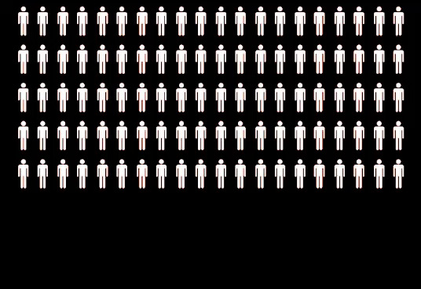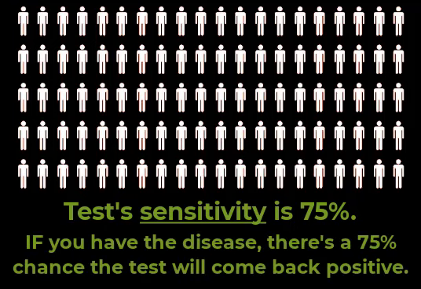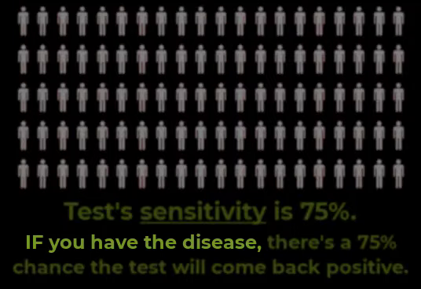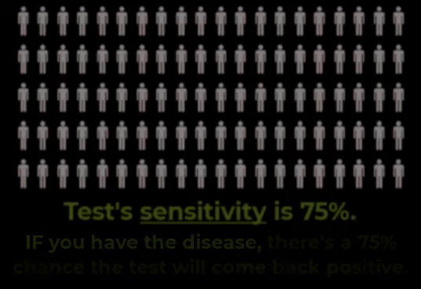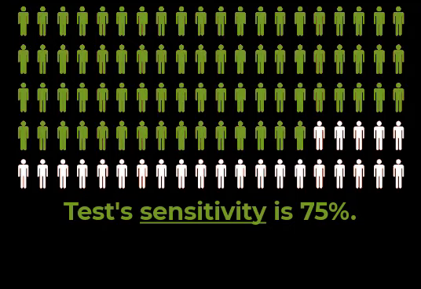Now let's suppose this test has a sensitivity of 75%. That means that if you have the disease, there's a 75% chance the test is going to come back positive. Check this bit out here. If you have the disease, that's what makes this a conditional probability. Okay, so of these 100 people, 75 of them are going to get true positive test results.